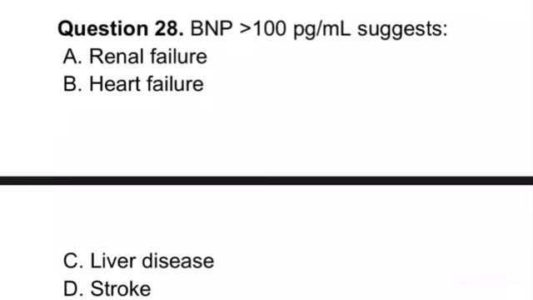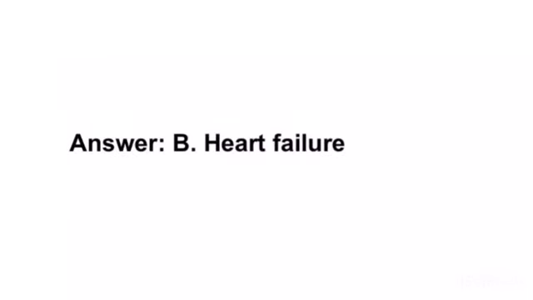Question 28. BNP greater than 100 pg/mL suggests A, renal failure. B, heart failure. C, liver disease. D, stroke. Answer B, heart failure.